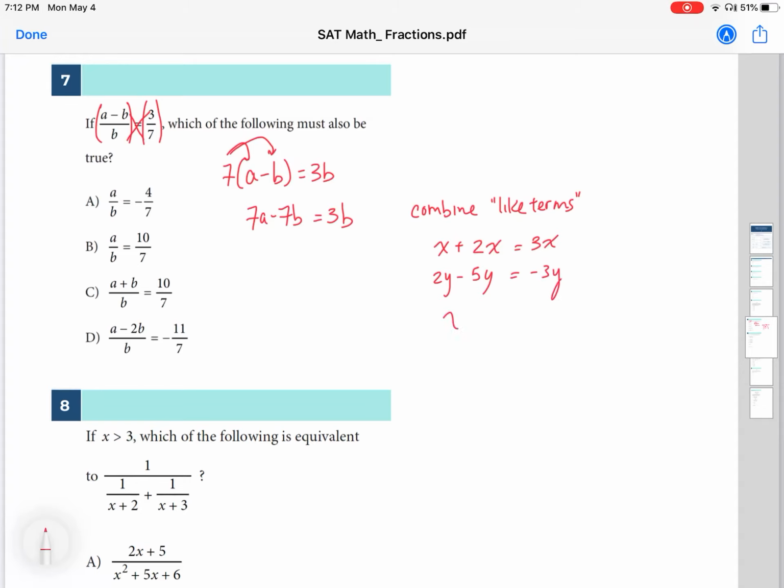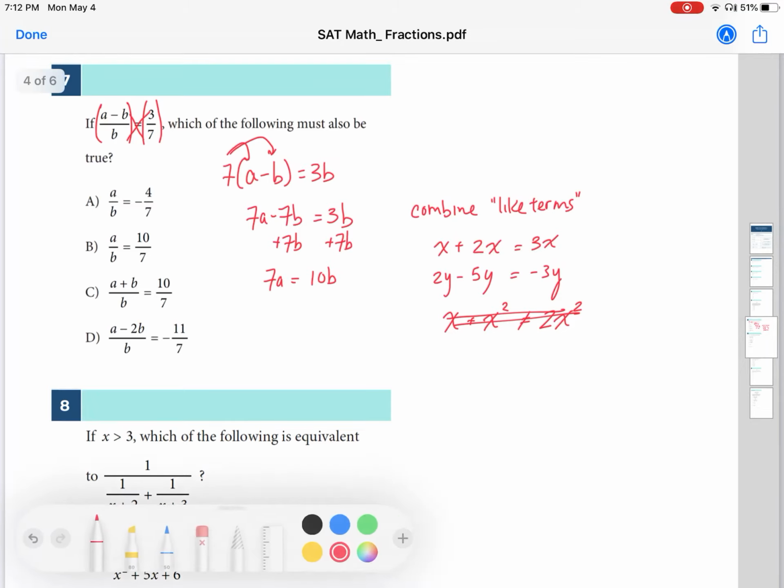Now you do want to be careful because not only do the letters need to be the same, but also the exponents need to be the same. So x plus x squared does not equal 2x squared or something like that. So make sure you check the exponents because if they're not the same, you can't add or subtract them. But here we see two terms that both have b involved. So I'm going to go ahead and add 7b to both sides. And that'll give me 7a equals 10b.